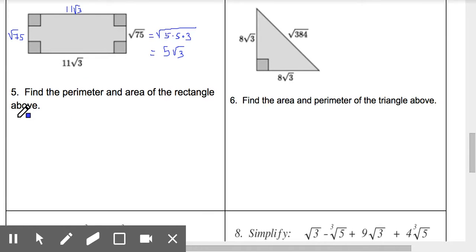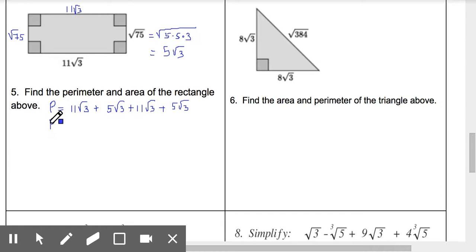So, to find the perimeter, we'll just have 11 square root of 3 plus 5 square root of 3 plus 11 square root of 3 plus 5 square root of 3. So here's the four sides. Side 1, side 2, side 3, side 4.